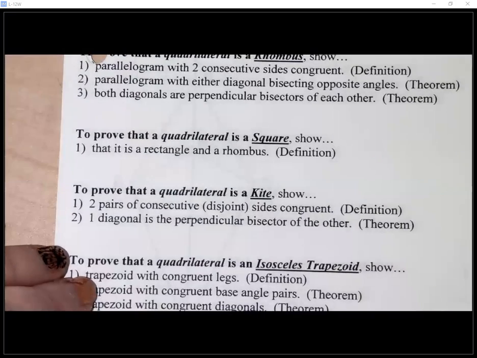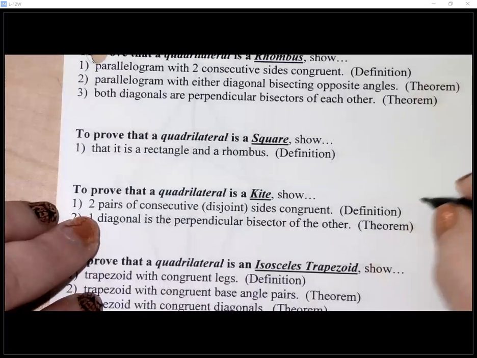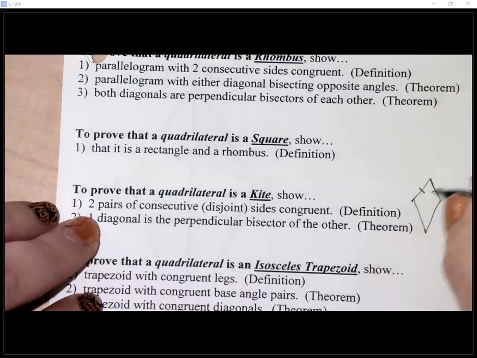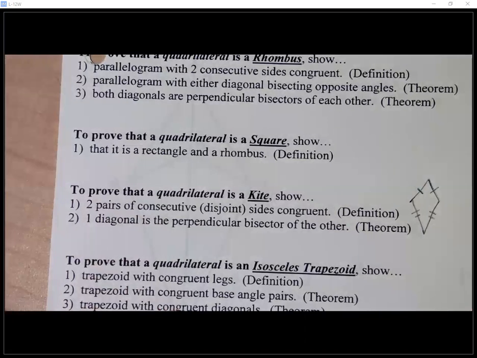You want to show that it's a kite: 2 pairs of consecutive disjoint sides congruent. When we say disjoint, that just means you have 2 separate pairs. There's a pair that's the same, and then down here is a pair that's the same. You can't have all 4 be the same because then it would be a rhombus. So disjoint just means you have a group here and a group here and there's no overlap. So you have these 2 separate pairs of congruent sides. Or you could show that one diagonal is a perpendicular bisector of the other.